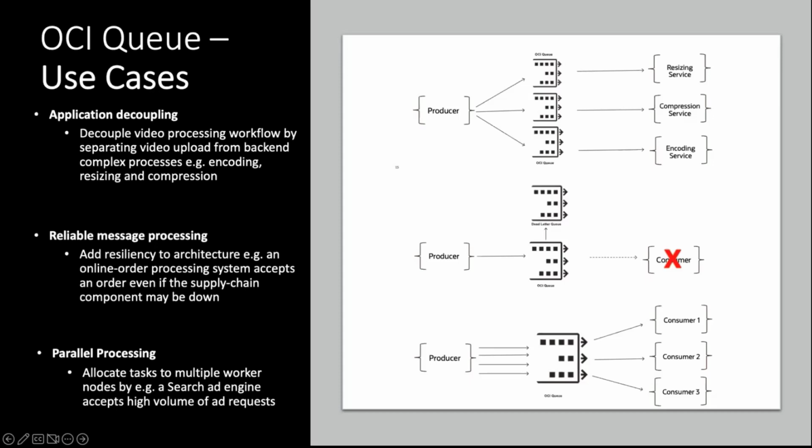It also enables parallel processing. You can have multiple producers producing into the queue, and you can also have multiple consumers reading out of the queue. For example, a search ad engine accepts a high volume of ad requests coming in. You can process all of those requests by having multiple consumers reading out of a queue.